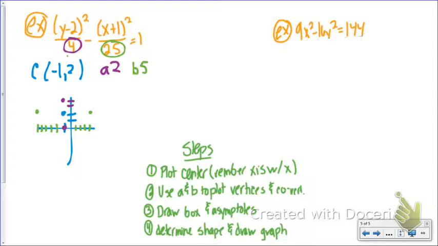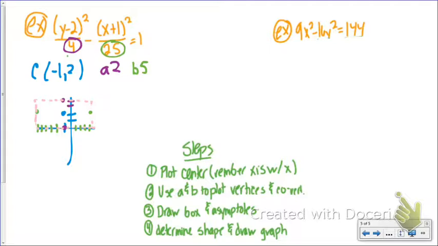Okay, so the next thing that we're going to do is we're going to draw a box. We're going to draw a box that goes through the vertices and the co-vertices. And I'm going to make this box in a very light pink color, and I'm going to make it a dotted line. Because again, this is not part of my graph. It is just helping me to draw my graph.